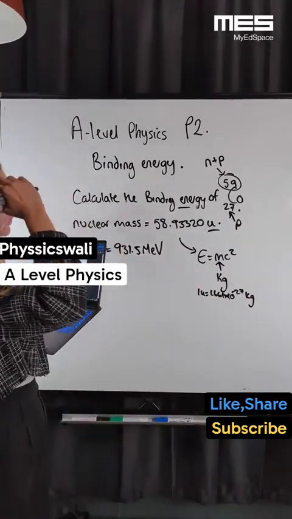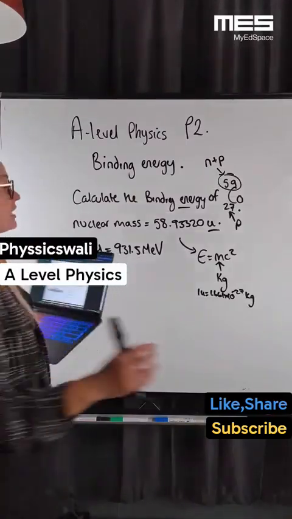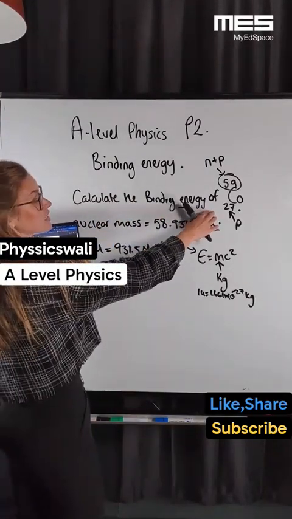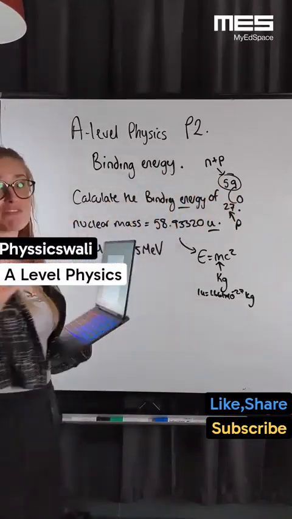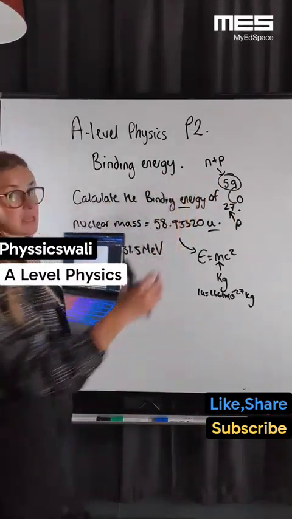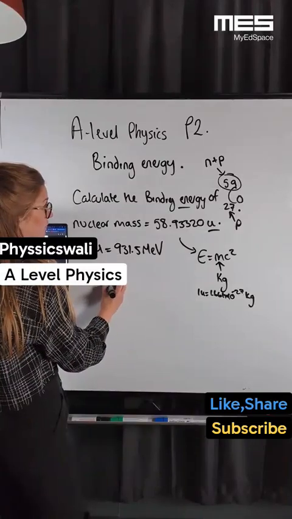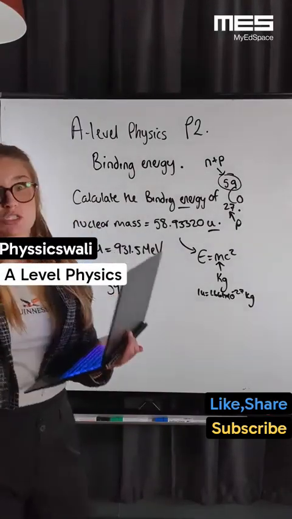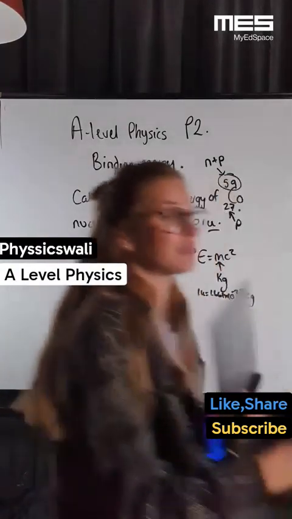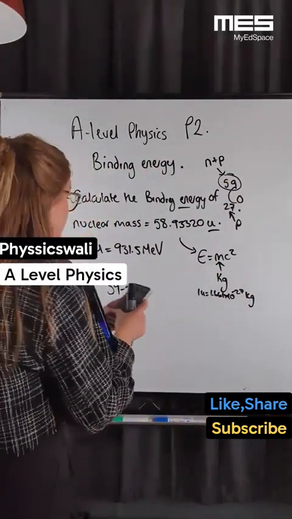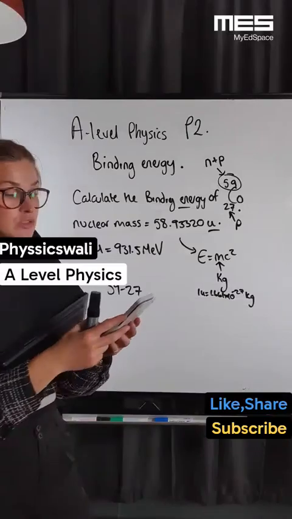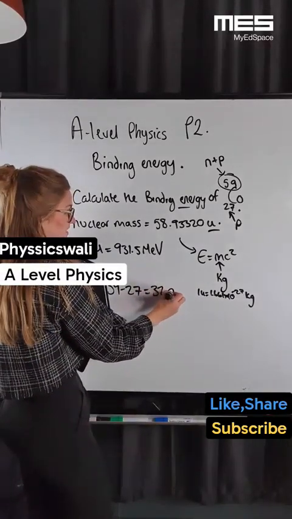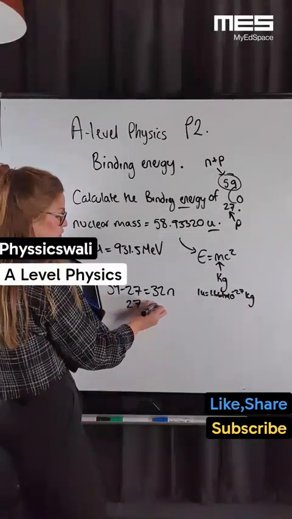So what I can do now is figure out the change in mass. Remember, when that nucleus gets formed, the mass of the nucleus is going to be different than the mass of the nucleons that made it up. So I'm going to have 59 minus 27. That's how many neutrons there are. You may laugh, but yes, my mental math is that bad. I'm trying to talk and do math at the same time. So it's going to be 32 neutrons, and I have 27 protons.